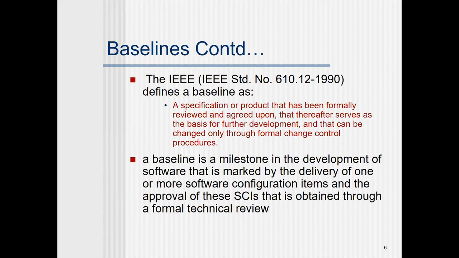So this is the IEEE definition for a baseline. When you're learning, you can just mark it as important and learn. Sometimes in the 4 mark, it may be asked. A specification or product that has been formally reviewed and agreed upon, that thereafter serves as a basis for further development and that can be changed only through formal change control procedures. Out of the previous slide, they have put the points in separation; they have put all together over here. That is the definition from the IEEE standards.